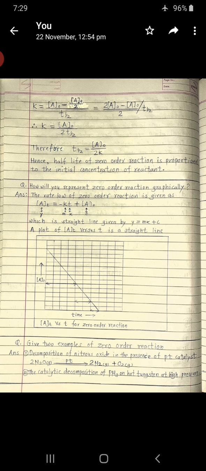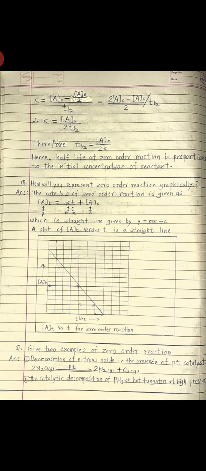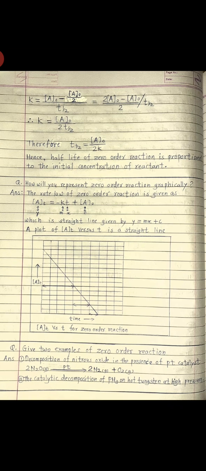Now, see which example is given in the textbook: decomposition of nitrous oxide in presence of platinum catalyst. Nitrous oxide is known as laughing gas, and its chemical formula is N2O. So, 2N2O in presence of platinum decomposes to produce 2N2 plus O2 gas. Nitrous oxide produces dinitrogen gas plus dioxygen gas. This is the first example of a zero order reaction.